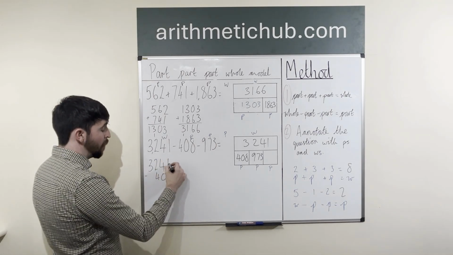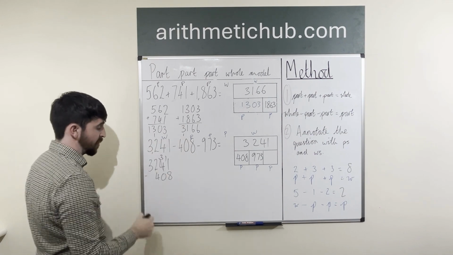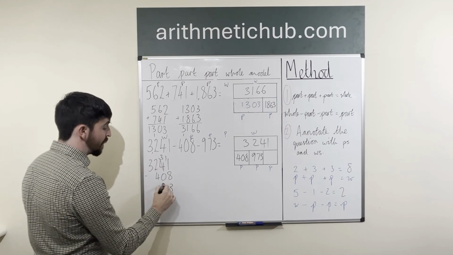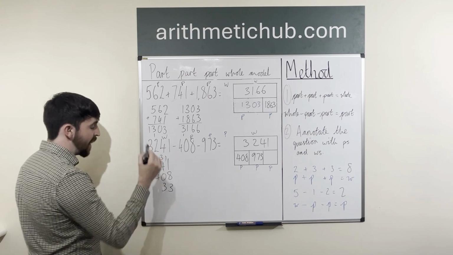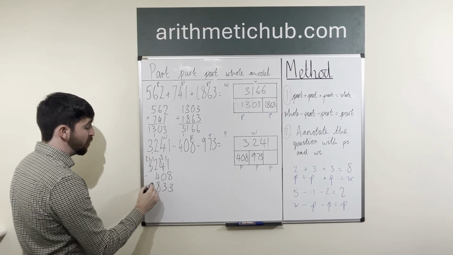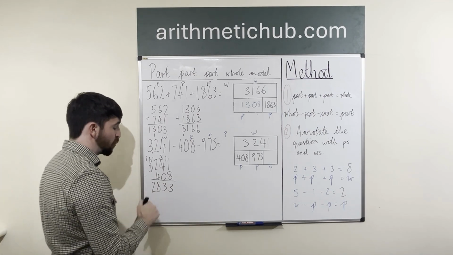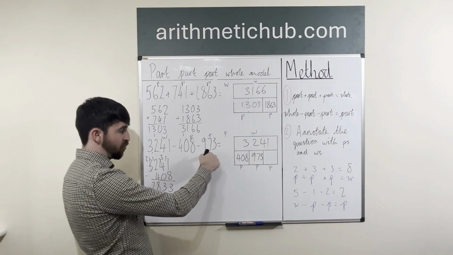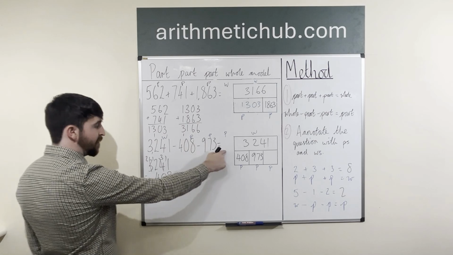Starting my ones column, 1 subtract 8, I can't do, so I need to exchange. 4 becomes a 3, 1 becomes 11. 11 take away 8, I know it's going to give me 3. 3 take away 0 is 3. 2 take away 4 we can't do, so we exchange again. 12 take away 4 is going to give me 8, and then 2 take away nothing is going to give me 2. So at this point, I've got 2,833. So from my 2,833, I'm going to subtract my other part, okay, to find this missing part.